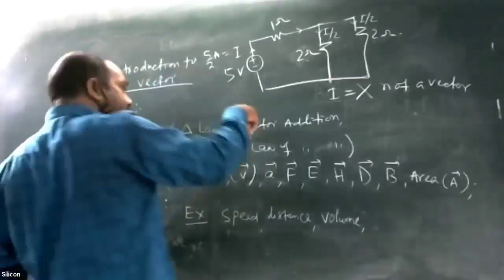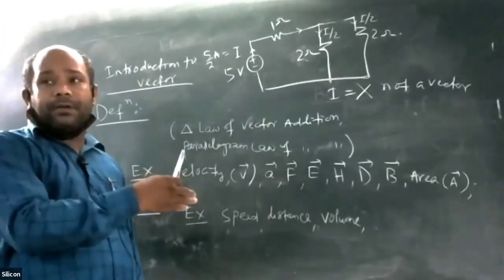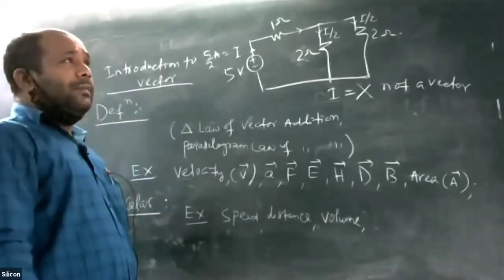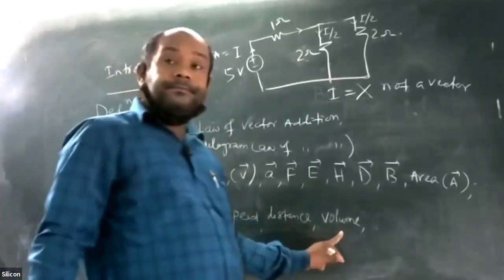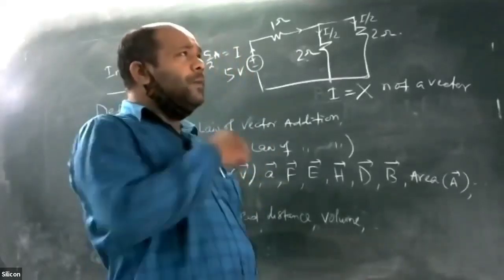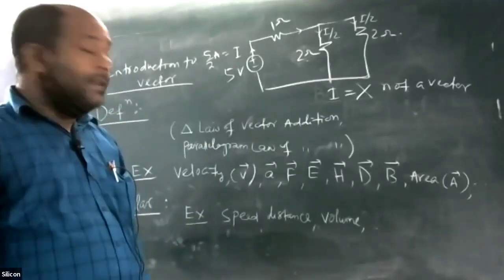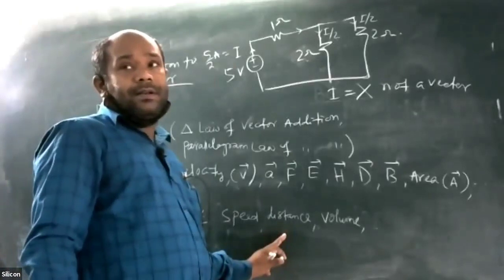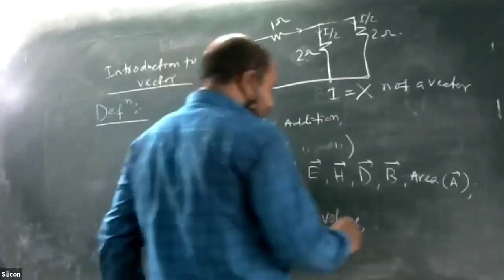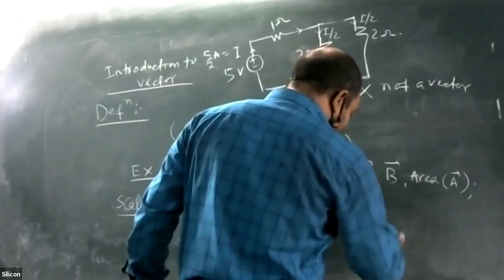Or the direction can be into the surface. The direction may be inward or outward. For this surface, surface or area is always a vector, but volume is a scalar. Length is a vector, but distance is always a scalar, the magnitude of that length. And volume is a scalar here. And a very important scalar I want to discuss is potential.